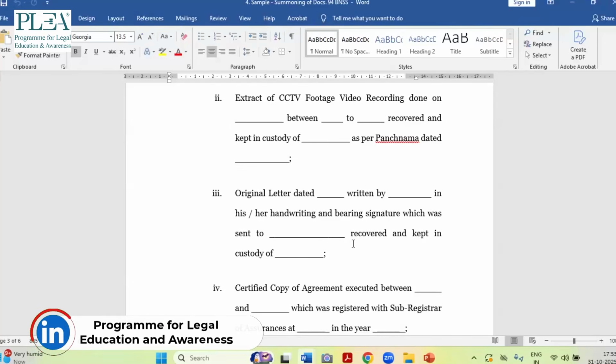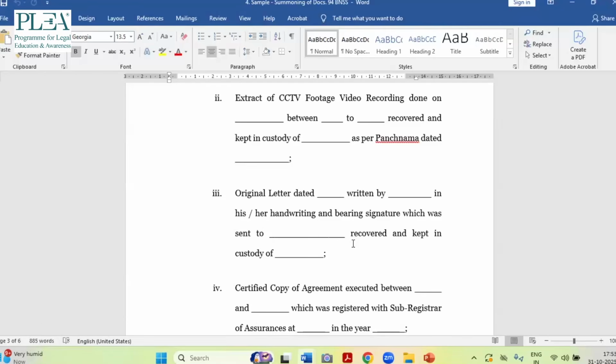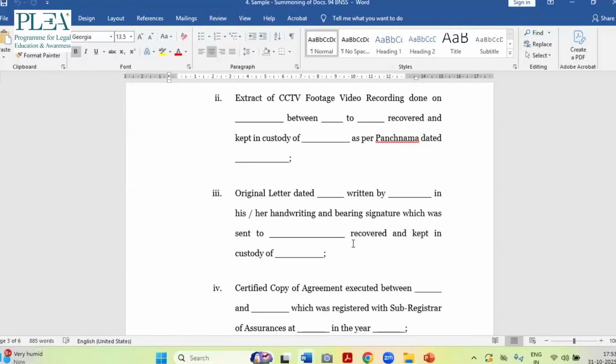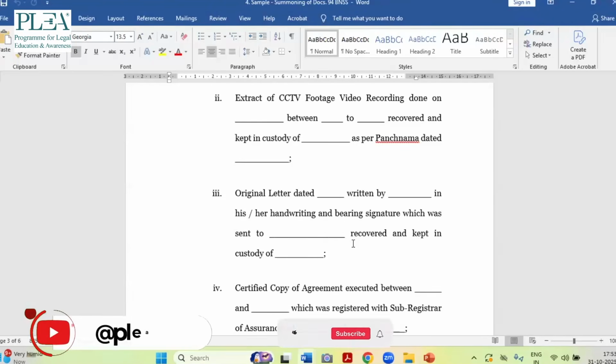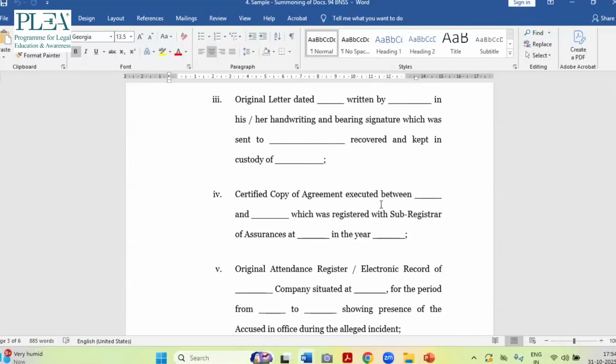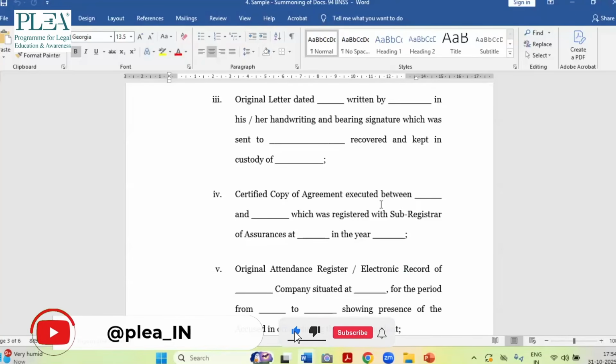Third, sometimes it happens that there is some letter exchange which is very crucial to the case. Now, that original letter, if it is seized and recovered and kept in the custody of the IO or any other person, can be summoned and called upon. The original letter dated so and so, written by so and so person in his handwriting, bearing his signature, sent to so and so person. Fourth is a certified copy of the agreement executed between so and so person, registered with the sub-registrar of assurances in the year so and so.